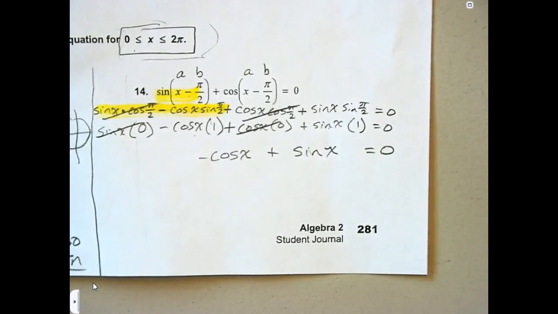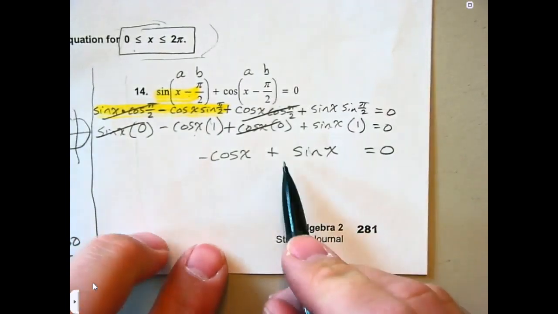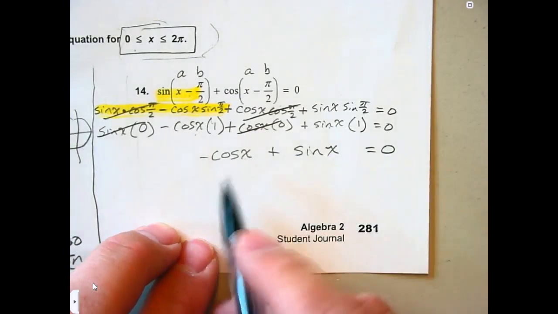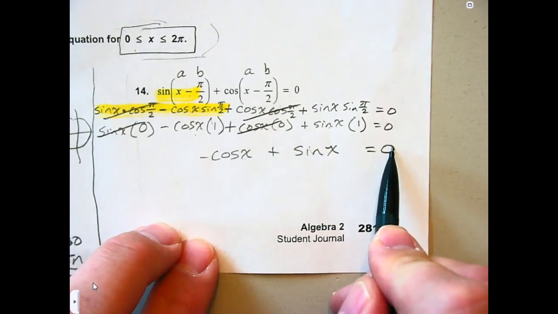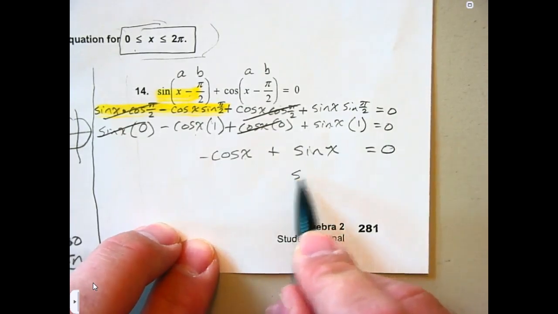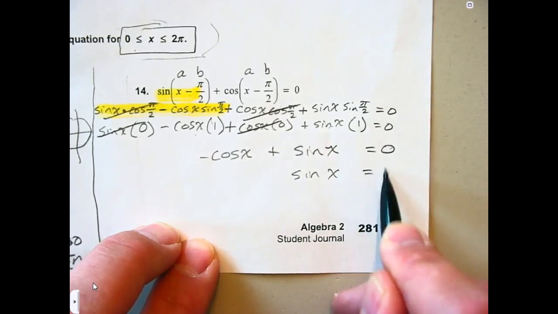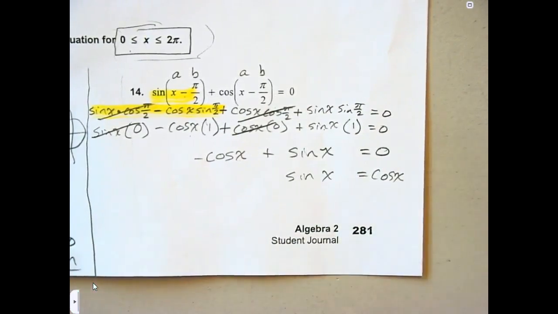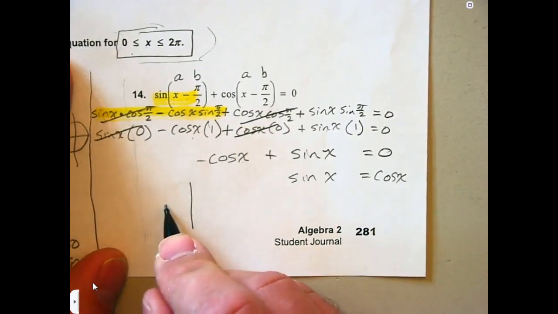Is everyone there? I mean, we're one step away from the answer. At this point, let's move this over here. If I say sine x equals cos x, right? We add cos x to both sides. When does sine x equal cos x? Think of your unit circle. At what point?